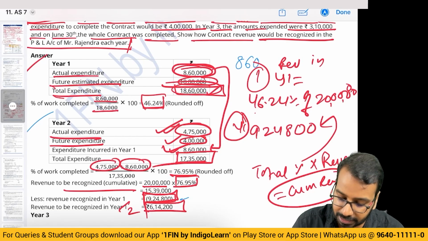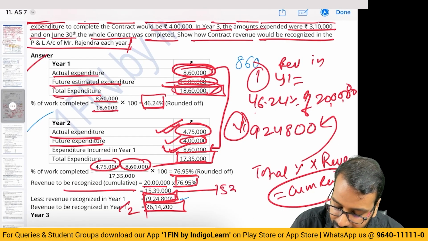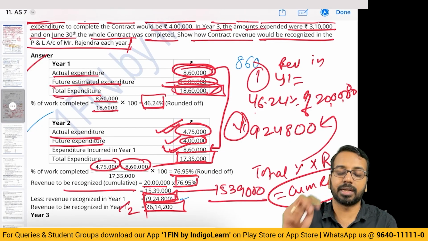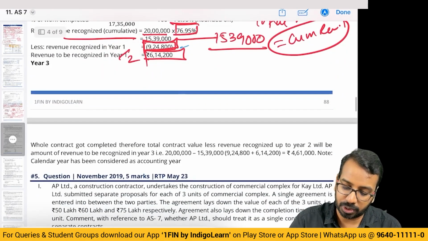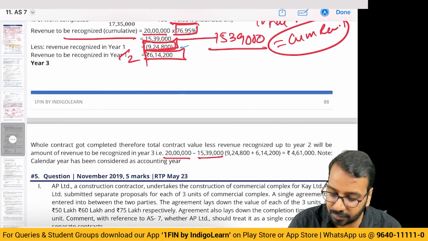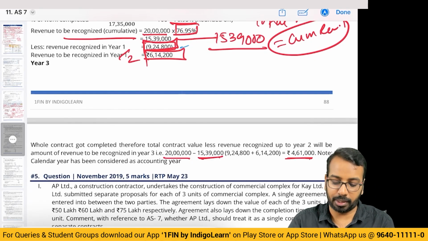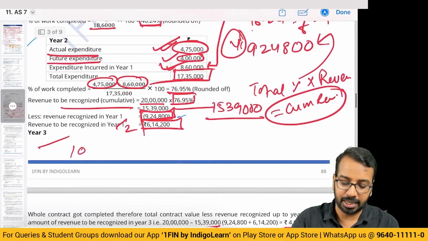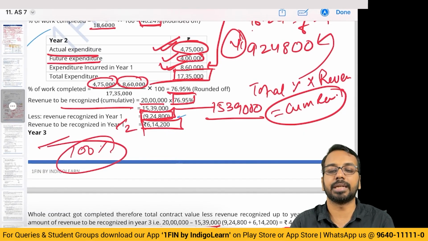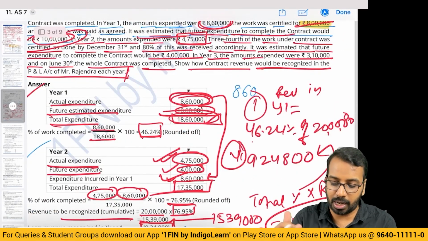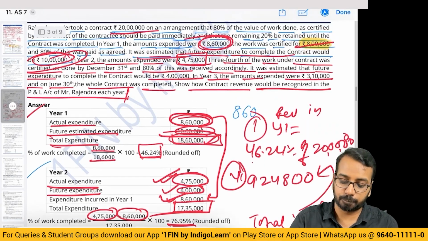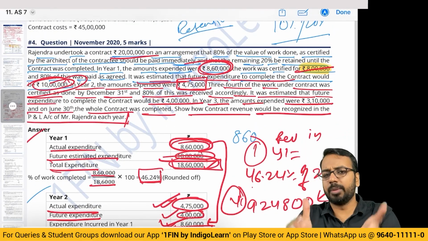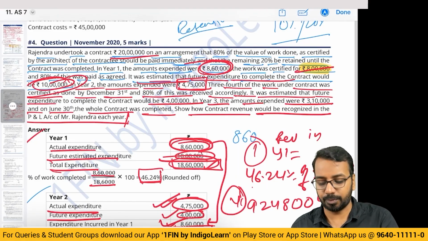Now when we go to year 3, till year 2 we have already recognized 15,39,000. So balance should be recognized in year 3. So in the third year it will be directly 20 lakhs minus 1539, 461. Okay. We don't need to calculate percentage because in year 3 it is anyways 100% complete. Nothing has been asked about how much should be the cost, but if they ask, you will be able to compute from this directly.